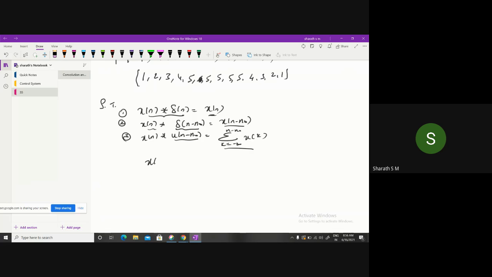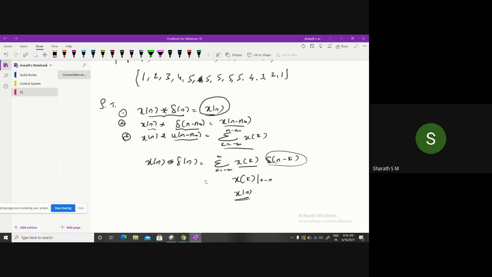To prove the first one, x of n convolve with delta of n, we know the convolution equation: summation k from minus infinity to plus infinity of x of k. Normally h of n minus k, but here we have delta of n minus k. In the RHS we have x of n, and we need to get only x of n. Here we have x of k, but we need to make it x of n. That indicates we need to substitute k is equal to n. Whenever k is equal to n, this becomes 0, so it remains with x of n only.